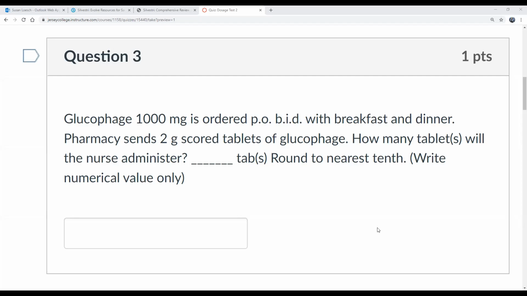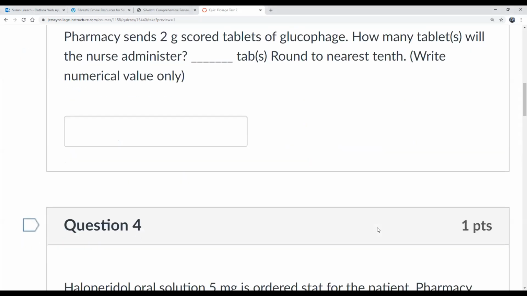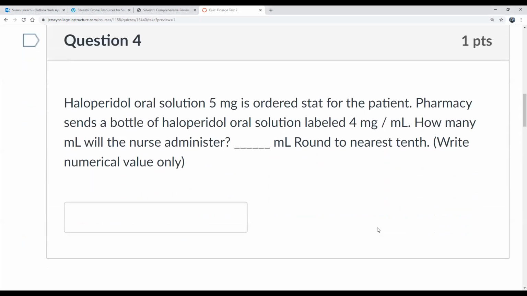So when you did the math, what did you do? Your desired order is 1,000 milligrams, so you put the 1,000 over the 2,000 and divide it, right? Yes. Okay. So sometimes it does make more sense to do it one way versus the other, but the math should come out the same. You just couldn't make something that you don't have.